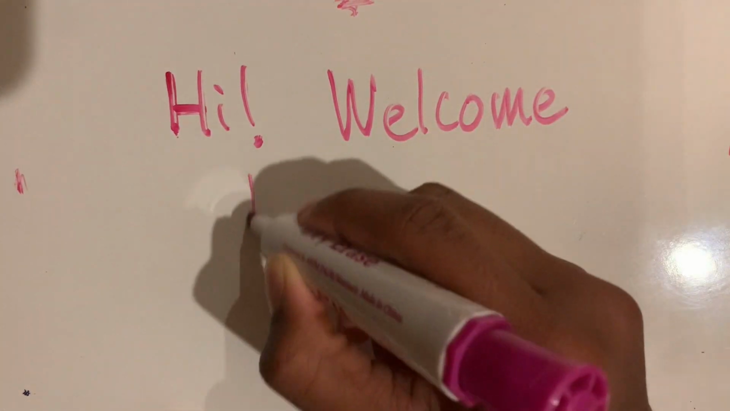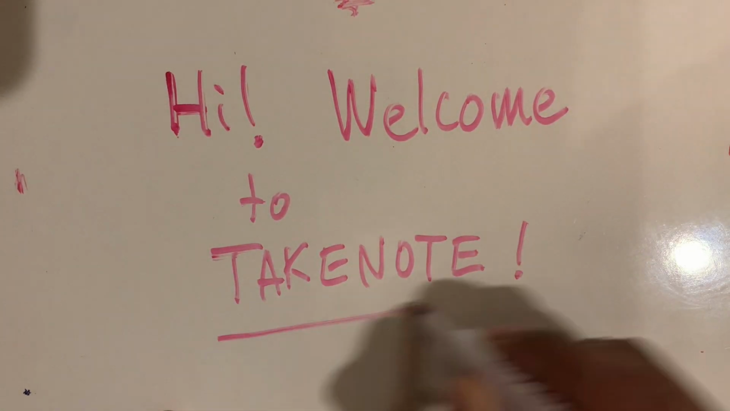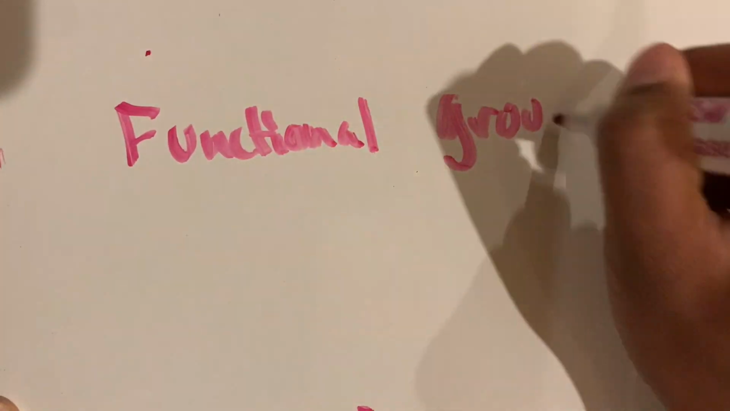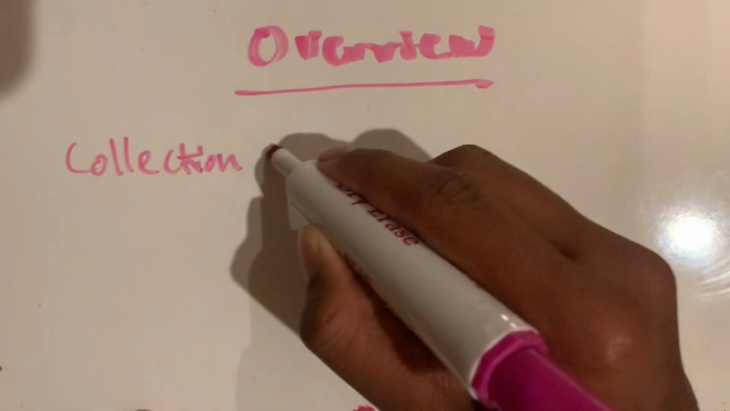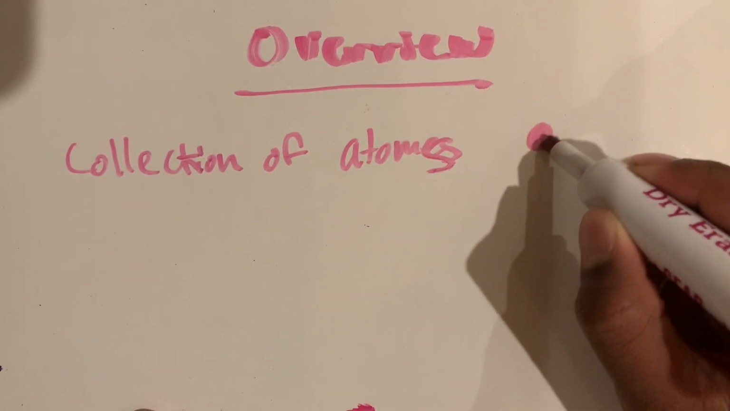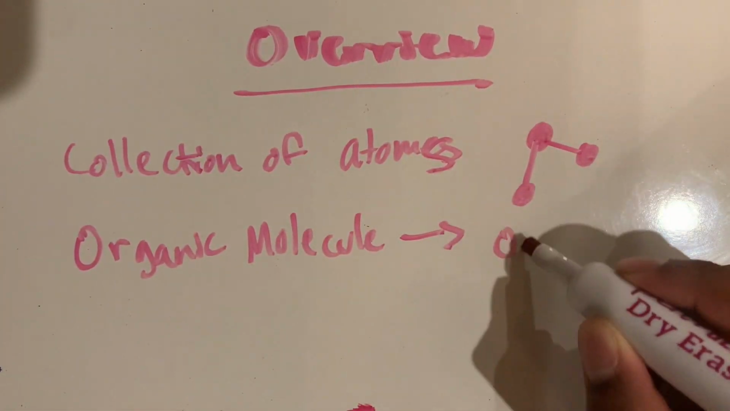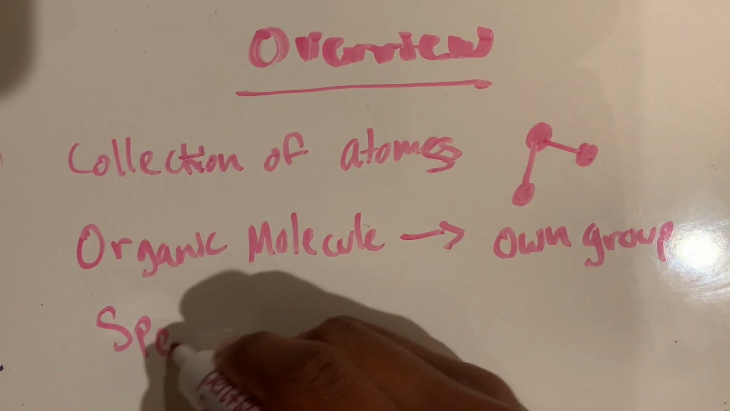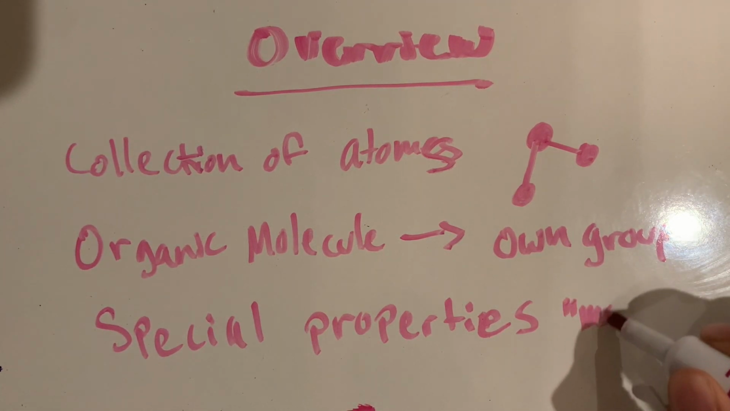Today, we will be talking about 4 functional groups and their roles in biochemistry. First, let's get an overview of what functional groups are. Functional groups are a collection of atoms that form a specific structure on a carbon backbone. Each type of organic molecule has its own functional group. These groups hold many special properties, which make them fundamental parts of a biochemical system.